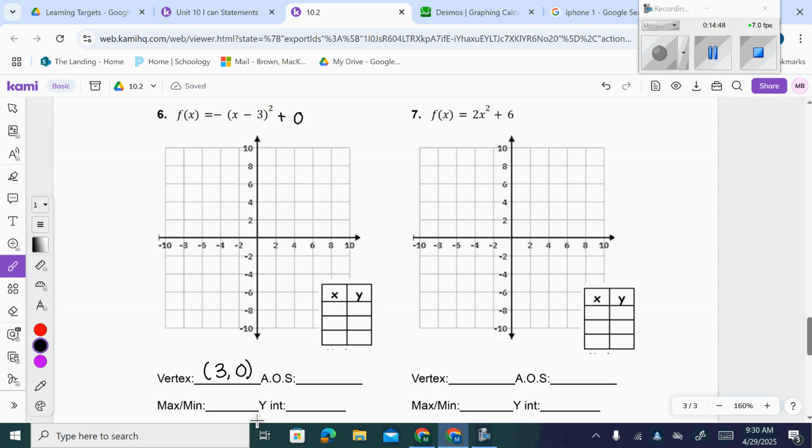So where is 3, 0? It is in the middle of 2 and 4 on the x-axis. Very good. All right. 3, 0 is going to go in the middle. What else is going to go on your table? 2 and 4. Good. Now substitute those into your function. See what you get.